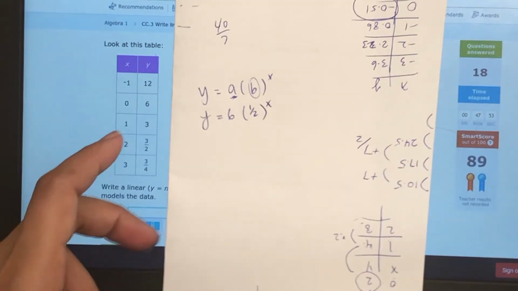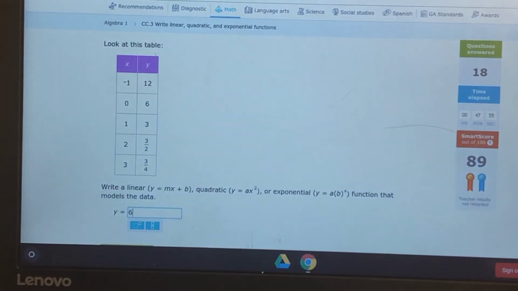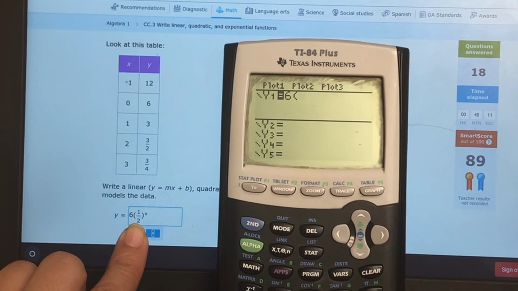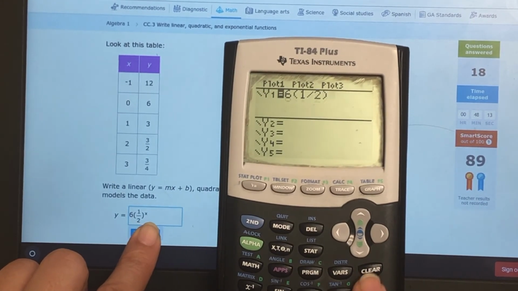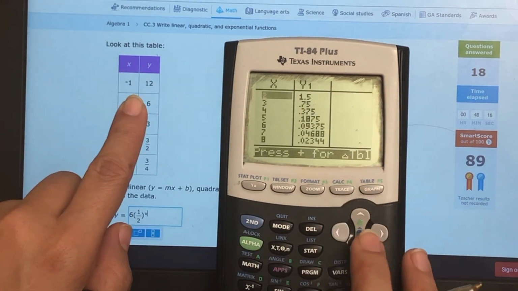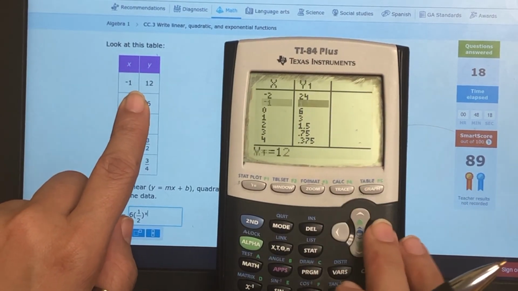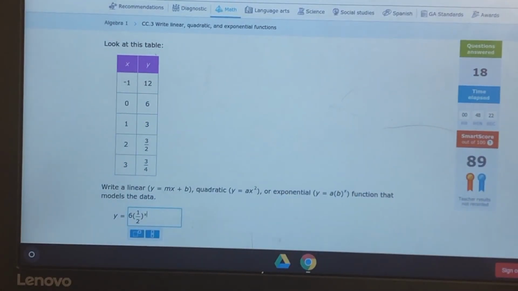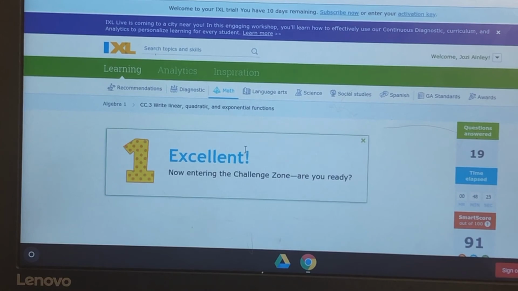And this is Miss Ainley's last question. So 6, parentheses, 1/2, raised to the power of x. And I am not taking any chances. I'm going to go y equals, I'm going to check that one. 6, open parentheses, 1 divided by 2 raised to the x power, second table. And I'm starting at negative 1. Negative 1 is 12, then 6, 3. Yeah, that's good. All right. And watch me get a 90. Yes. That's pretty much all you had to do.